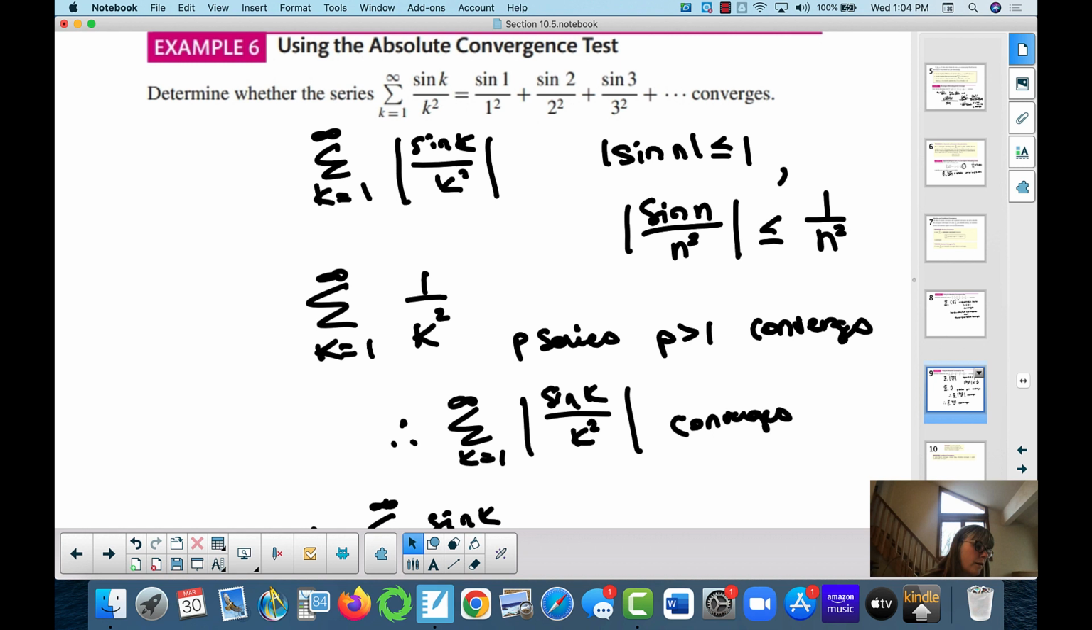So that was a little more complicated because not only did we have to use the absolute convergence test, but while we were doing the absolute convergence test, to determine if that series converged or not, we also had to use a comparison test.